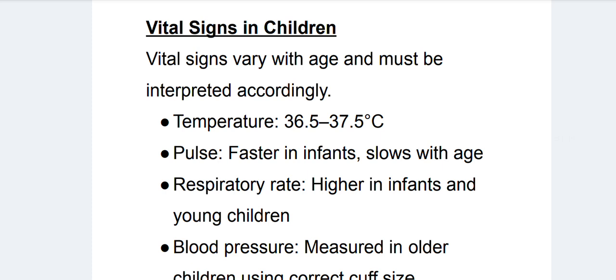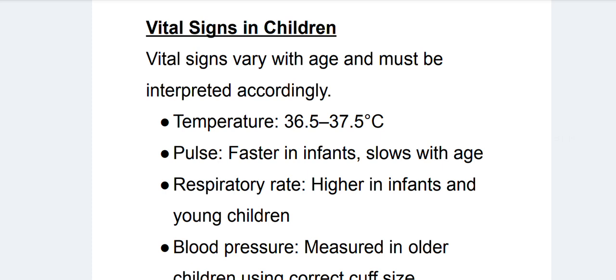So the normal temperature in children is around 36.5 to 37.5 degrees Celsius. I've seen this question in pediatrics so many times and they want you to state the range. So it's 36.5 to 37.5 degrees Celsius. This is taken from recommended pediatrics books. Whenever exam comes, the answer is 36.5 to 37.5 degrees Celsius.